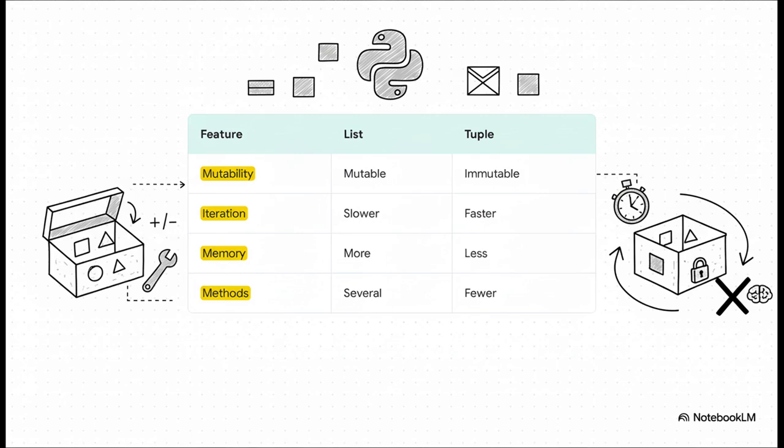So, what does this actually mean when you're coding? Well, this table lays it all out. Lists are mutable, so they come packed with a whole bunch of methods for modifying them. Tuples, being immutable, are actually faster to loop over and they use less memory. They have way fewer built-in methods because, well, you can't really change them.